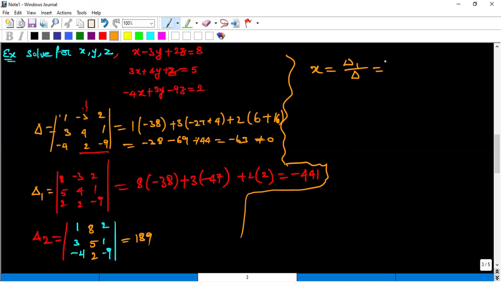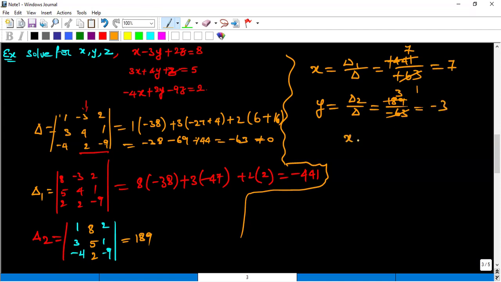Delta 1, how much we got? Minus 441 divided by delta, minus 63. Okay, minus will be cancelled. 63 ones are 63, 6 sevens are 42, we can cancel with 7 times. It will be 7. Then what is y? Delta 2 by delta, which is 189 by minus 63. 63 ones, 63 threes. So we will get minus 3 here. We got x value as 7, y value as minus 3.